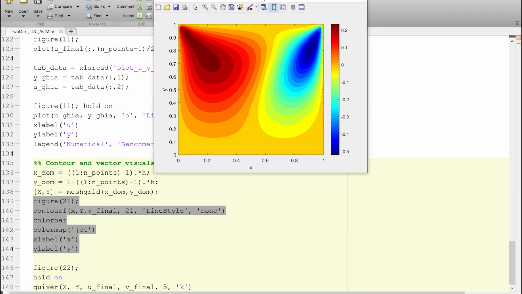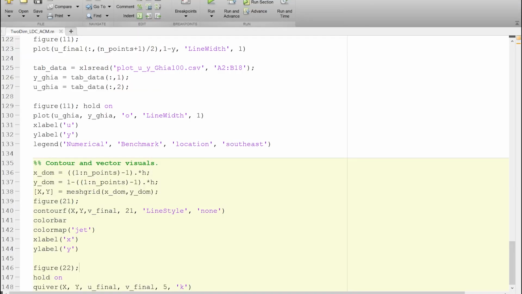The command that I'm using here is called quiver, in which we need at least 4 arguments. The first 2 arguments correspond to the grid points. So we are storing the X and Y grid points in these X and Y variables, and then the corresponding U and V velocity fields are stored in U final and V final.